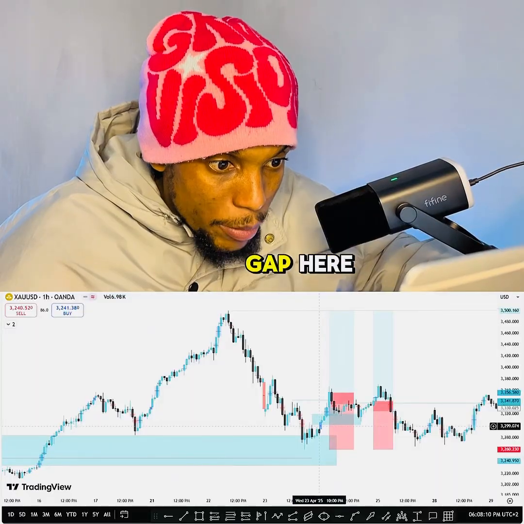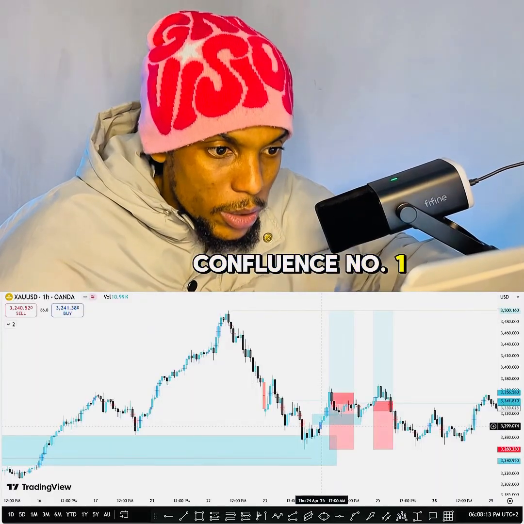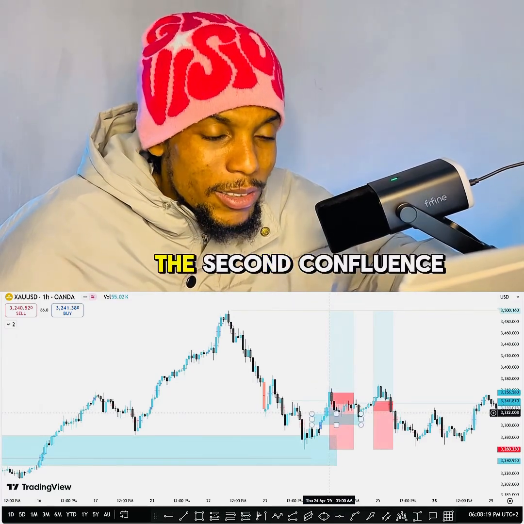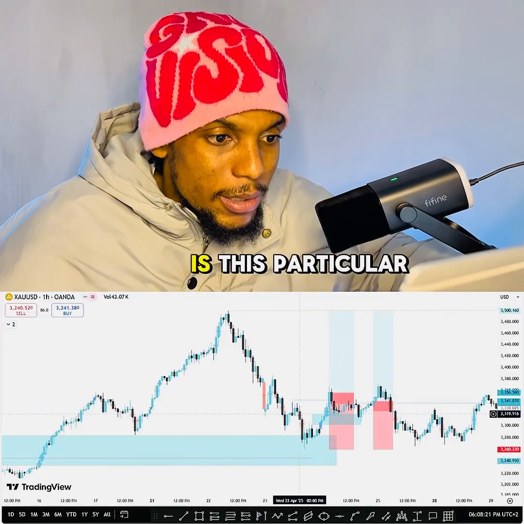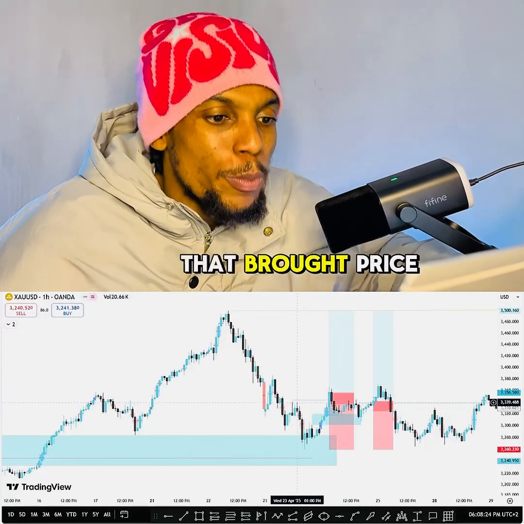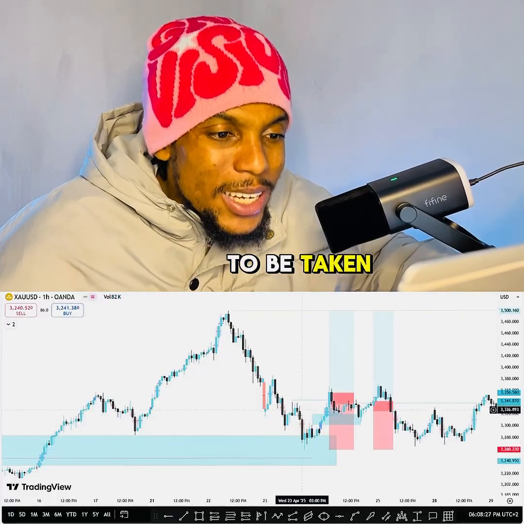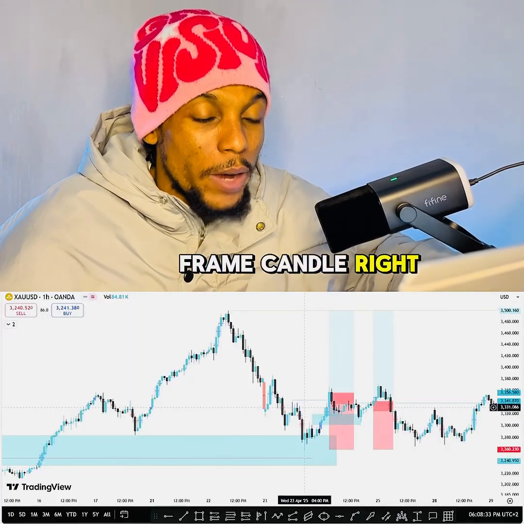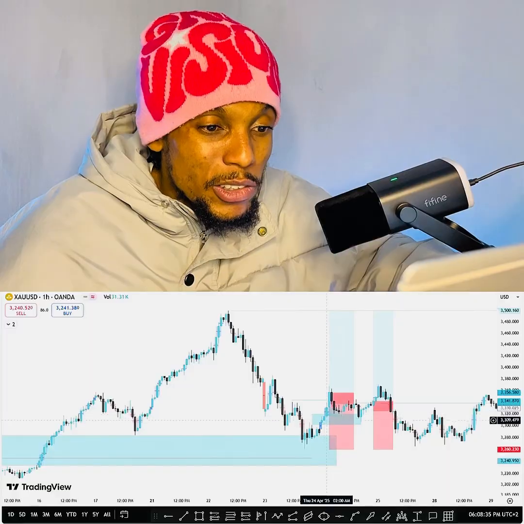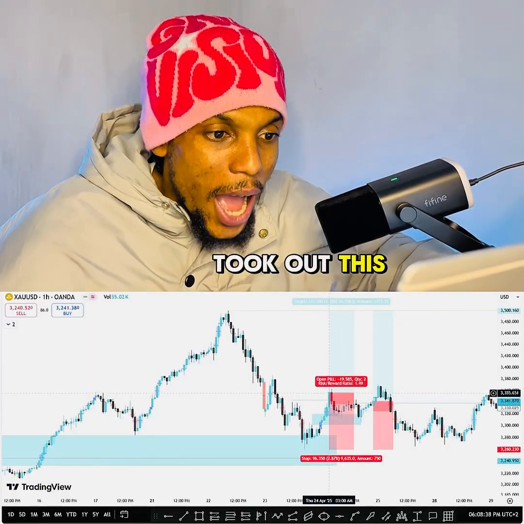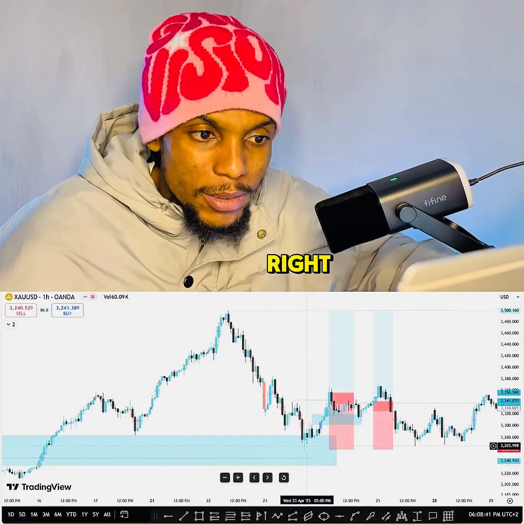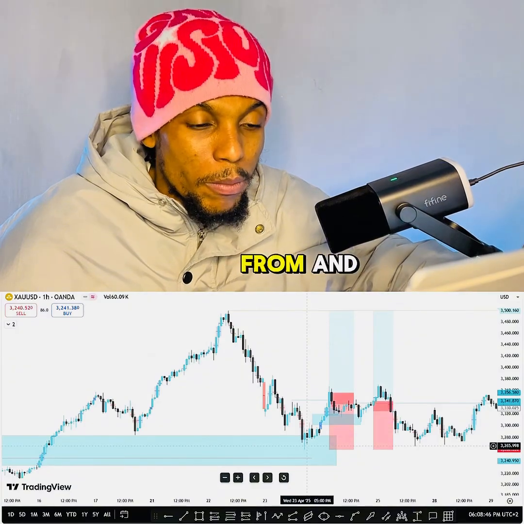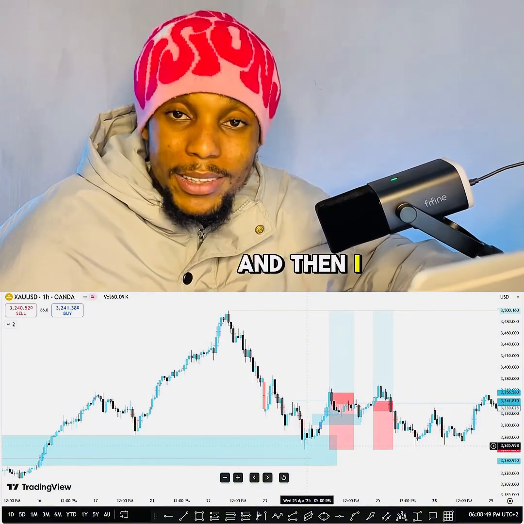Price gave us the first gap here. I was like, okay, confluence number one. And then price continued moving up and gave us another gap here. And then the second confluence that I'm actually looking for is this particular high that brought price into this daily fair value gap being taken out by a 1 hour time frame candle. As you can see, price smoothly and beautifully took out this high that brought price into this low. Like you all know, if you've been following my previous videos, this is the only thing I want to see, and it's actually my edge, and then I take a trade.